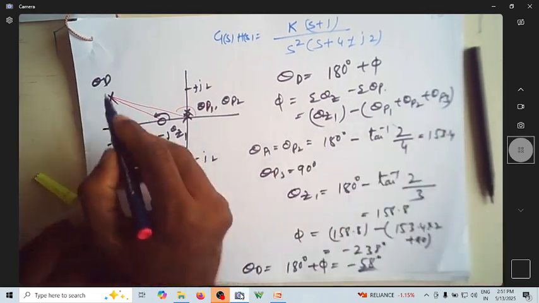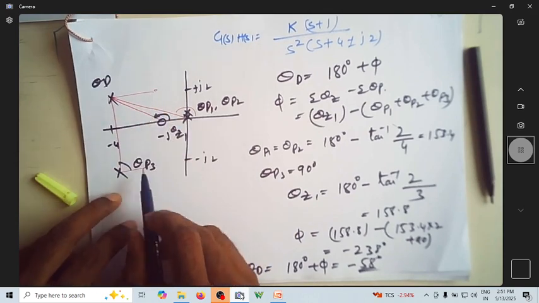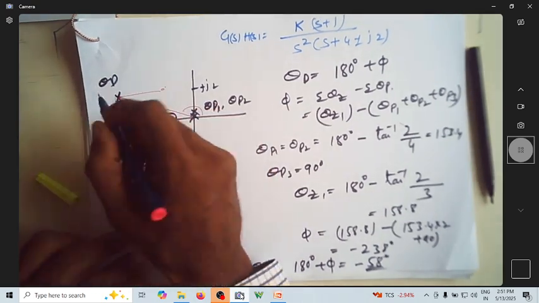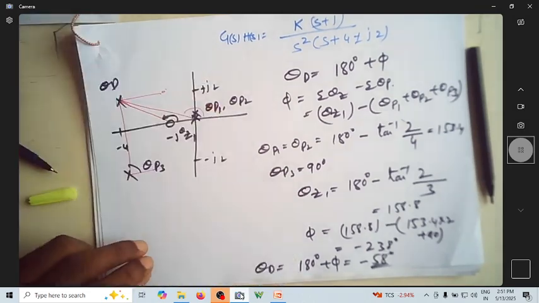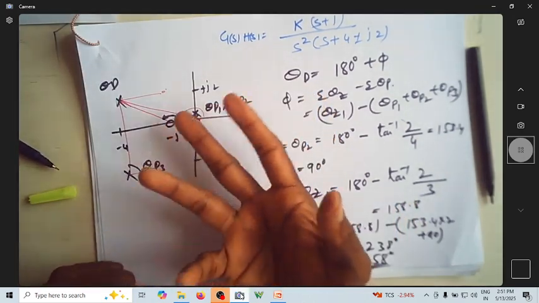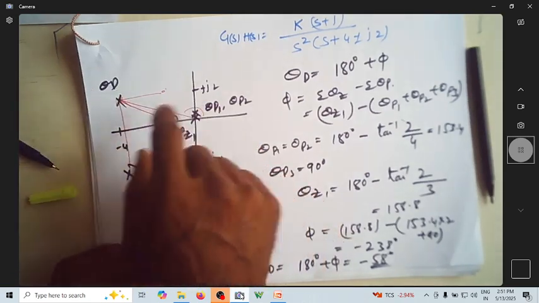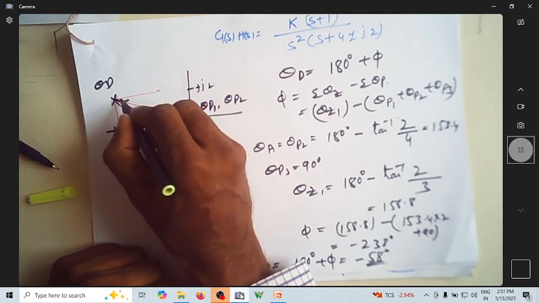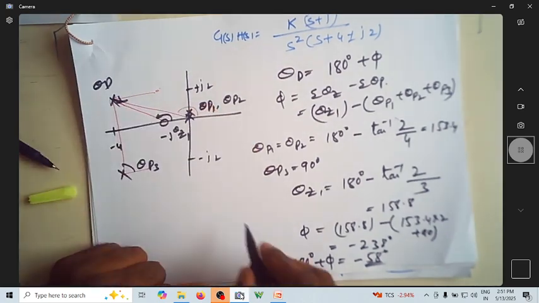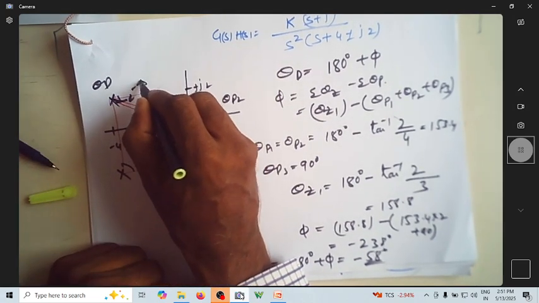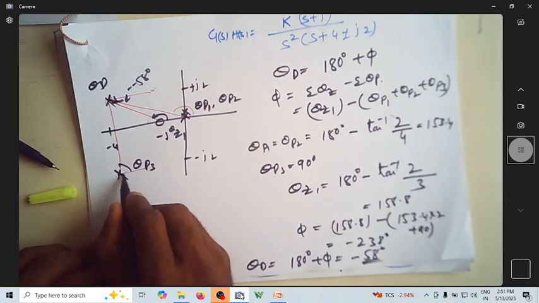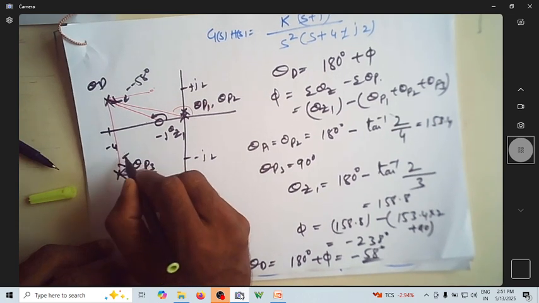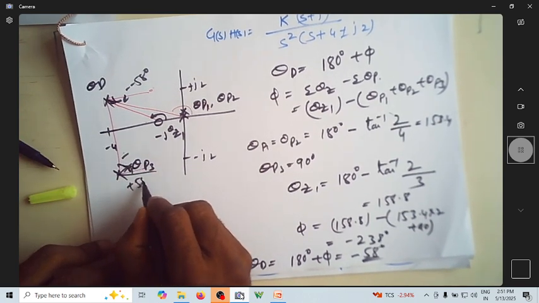So how do you write it? Because this is 0 degrees, minus 58 degrees comes somewhere here, depending on how many asymptotes there are. There will be 3 asymptotes. So what happens is it departs at an angle of minus 58 degrees. So this angle is minus 58 degrees, whereas for this it will be plus 58 degrees. It actually departs like this, at an angle of plus 58 degrees.